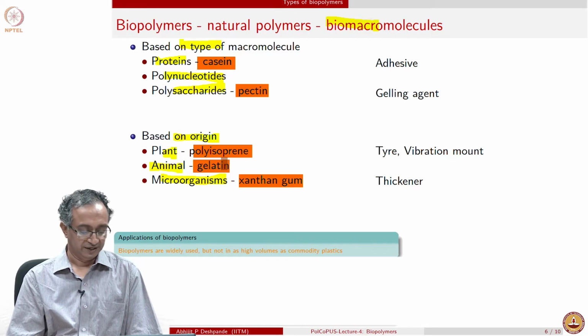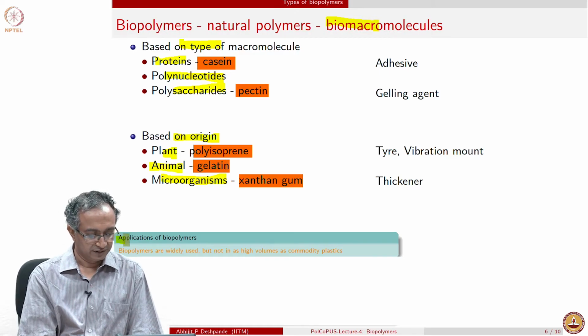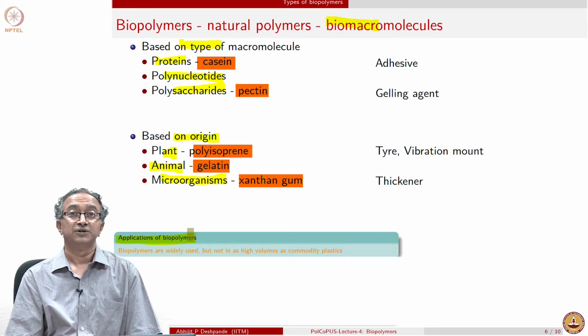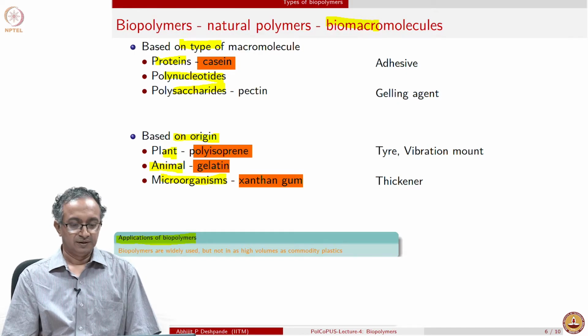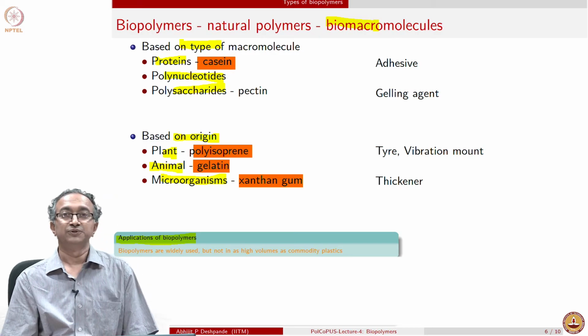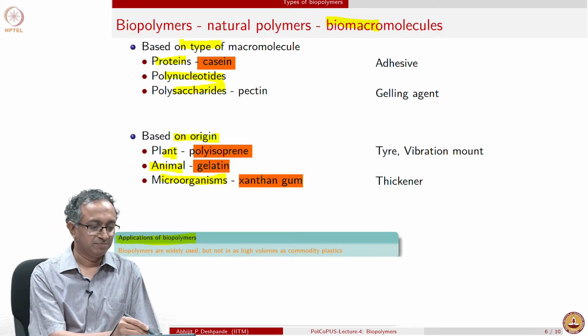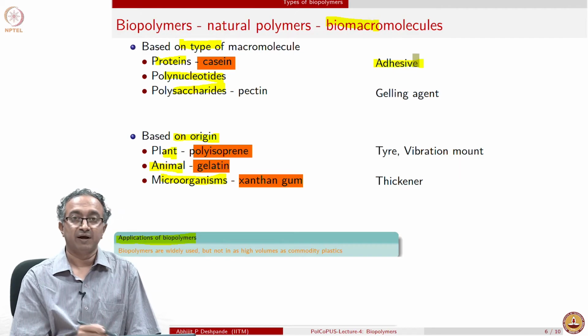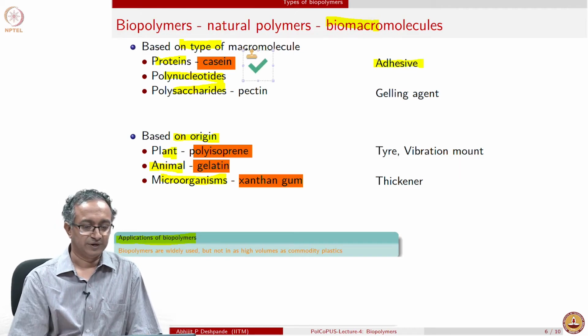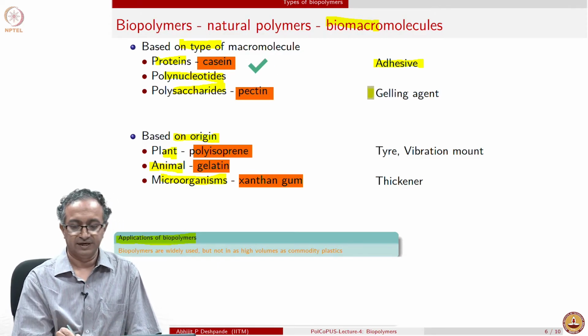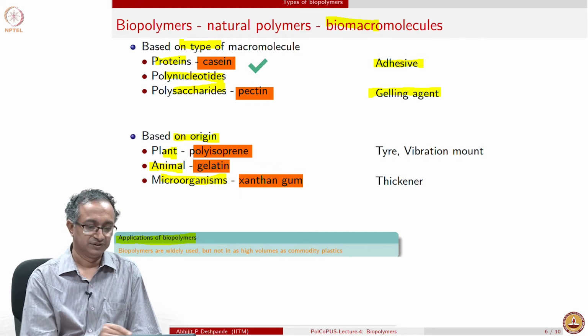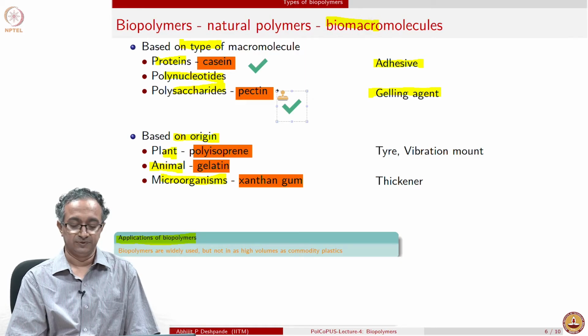One important thing that you can notice is, of course, that these polymers are used. So, it is not that only synthetic polymers are used; a lot of natural fibers are used, as I pointed out earlier. Many of these biopolymers are also used quite commonly for a variety of applications. For example, in adhesive applications, casein is used quite a lot. Pectin is used extensively as a gelling agent in foods. So, therefore, pectin also gets used quite a bit.